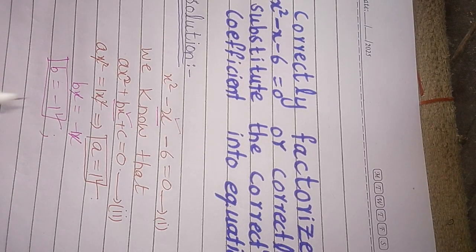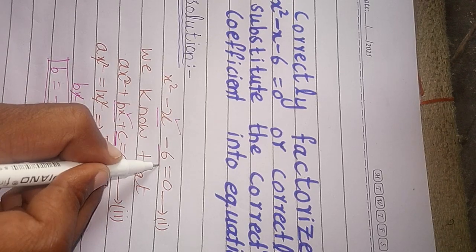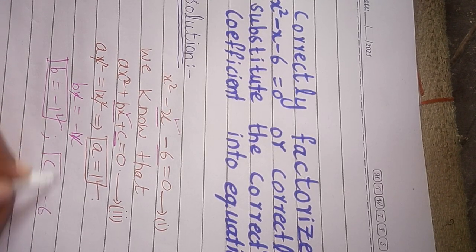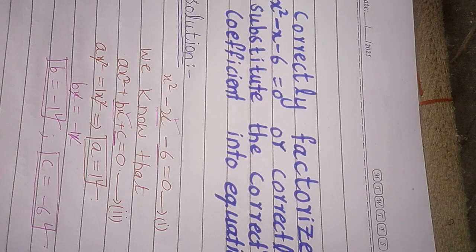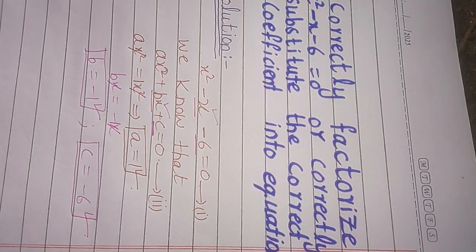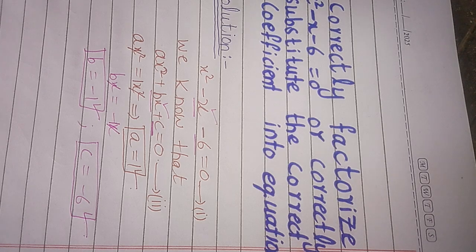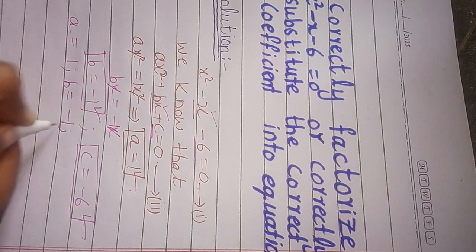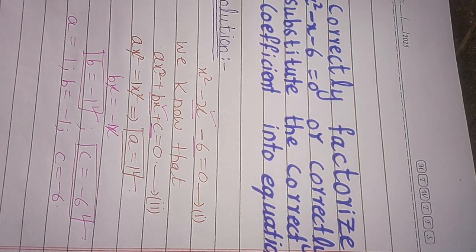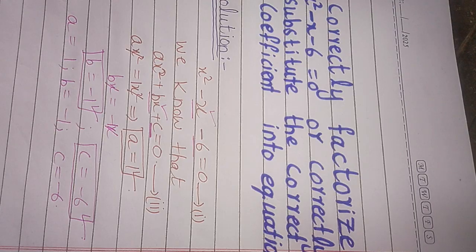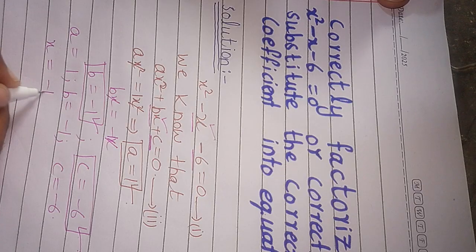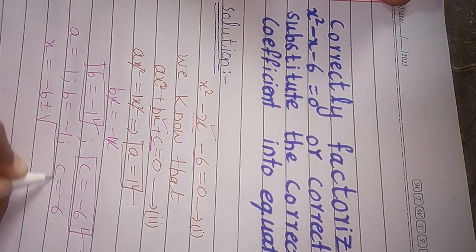Now the constant terms will be equal to each other. This is c and this is minus 6, so after comparing we reach the result that c equal to minus 6. So we have found the values of a, b and c after comparing with the standard form: a equal to 1, b equal to minus 1, and c equal to minus 6. Now let's write the quadratic formula. And why are we applying the quadratic formula? We are applying it to find the value of x.